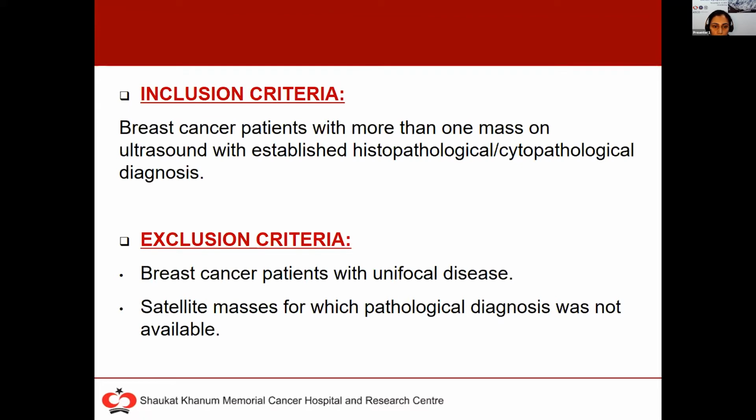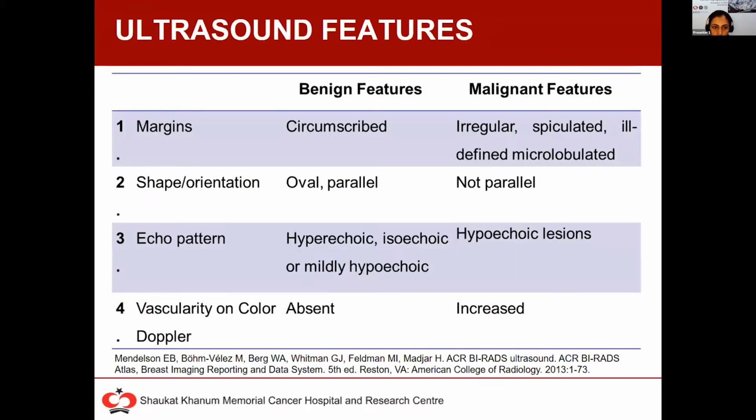We included all breast cancer patients with more than one mass on ultrasound for which histopathological diagnosis was available. While breast cancer patients with unifocal disease or those with satellite masses for which pathological diagnosis was not available were excluded. Ultrasound features which were looked for in the satellite masses were margin, shape, orientation, echo pattern, and vascularity. And the descriptors were according to ACR BI-RADS Atlas 5th edition.